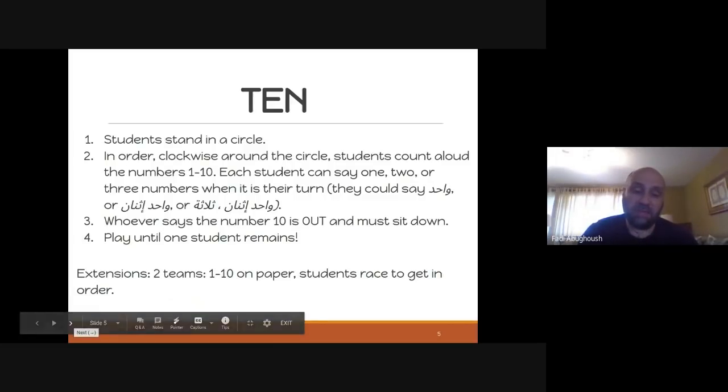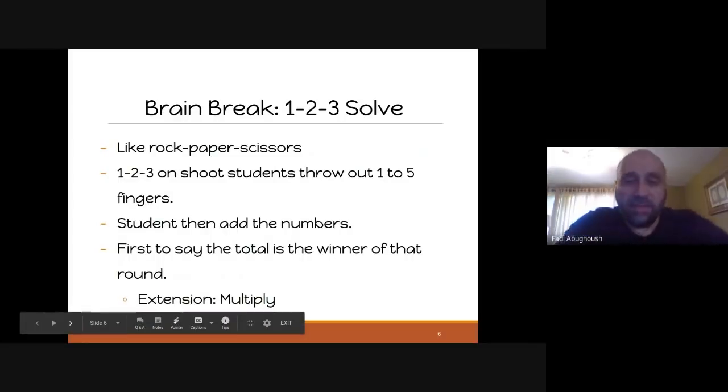Now, next, another brain break called 1, 2, 3, solve, or واحد، اثنين، ثلاثة, and you have to solve it. Two students play against each other, student A and student B. For example, we say 1, 2, 3. The first one to say the sum wins. You have to say the sum of the two hands and continue. You got the idea? You can play it.